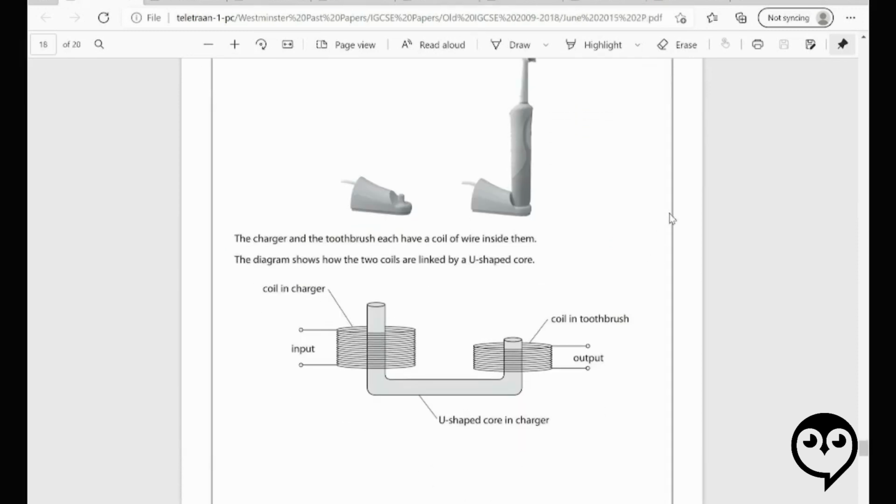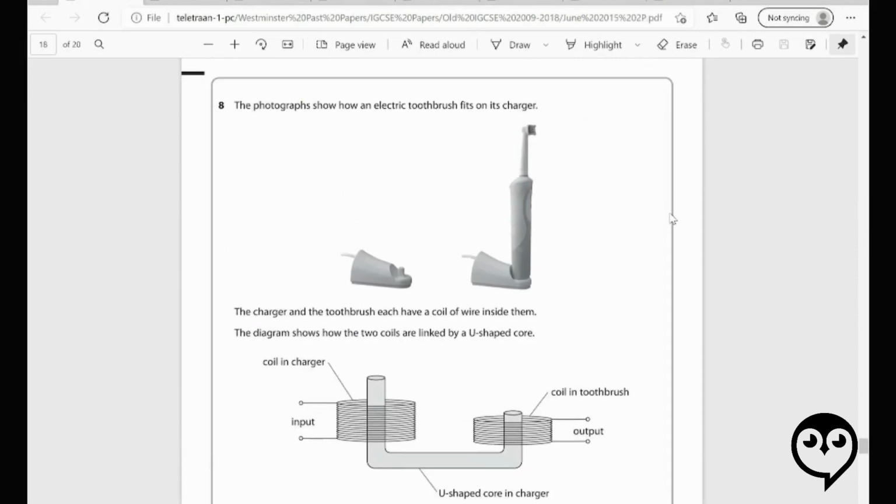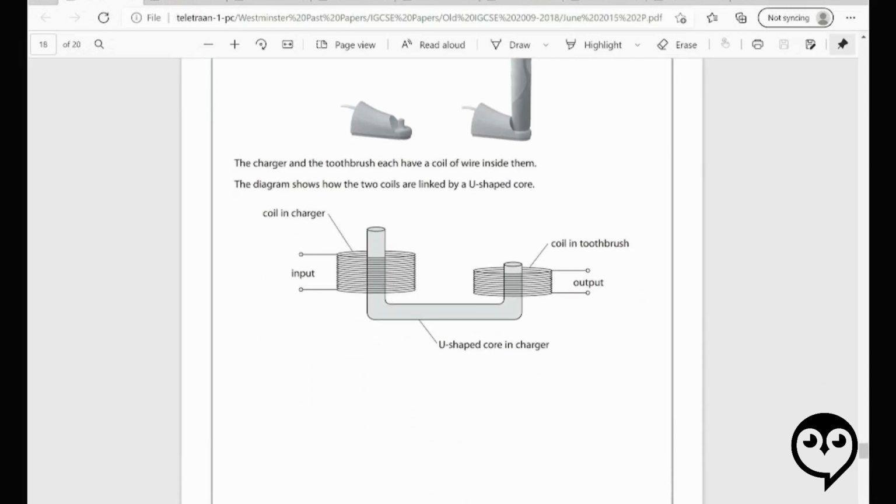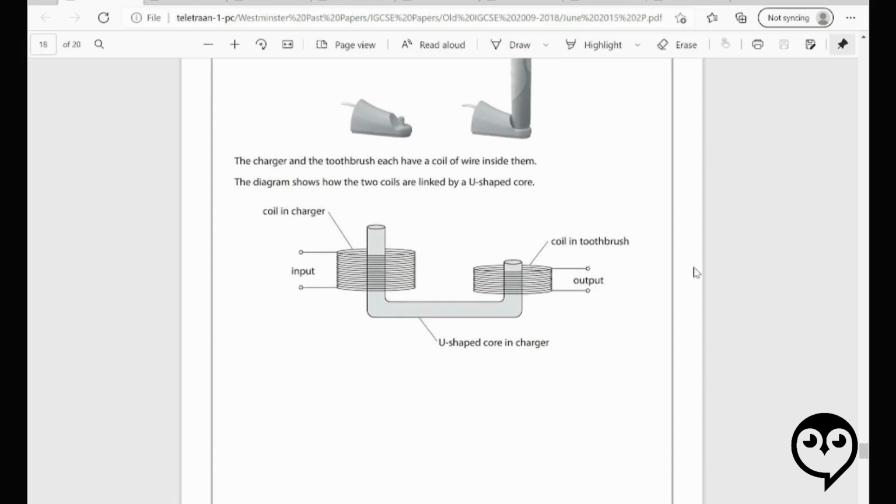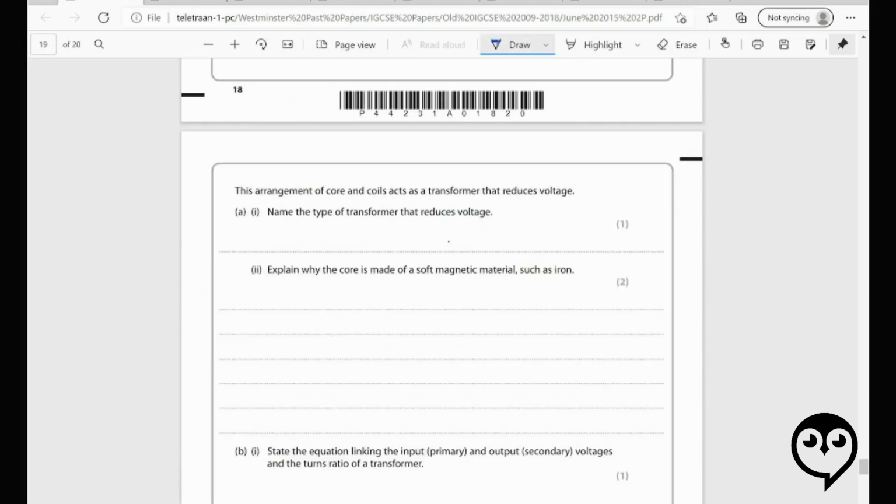Okay, we've got an electric toothbrush charger here. This is from June 2015, paper 2, and this is how these chargers work. They use electromagnetic induction. So you've got the coil in the charger, you've got the coil in the toothbrush. You've got an input voltage and you've got an output voltage. Name the type of transformer that reduces the voltage. It's a step down. Explain why the core is made of soft magnetic material.